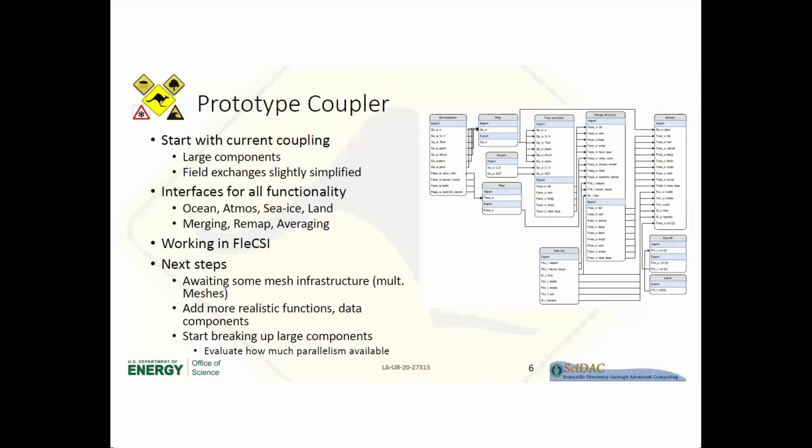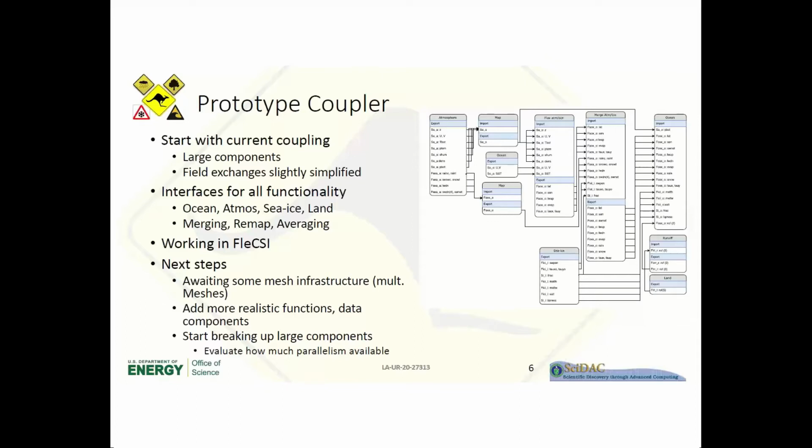So this is adequate for looking at the data flows. Some of these functionalities haven't been built out fully, but we wanted to get at least all of the interfaces in so we can start looking at data pathways. So all that's working in FleCSI now.